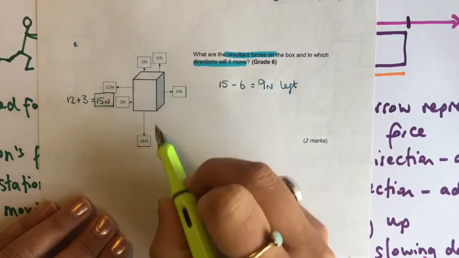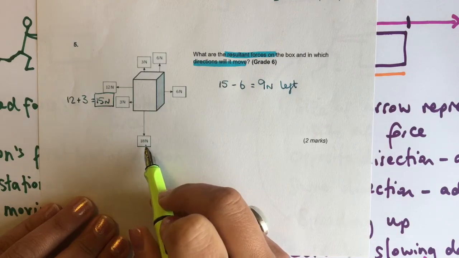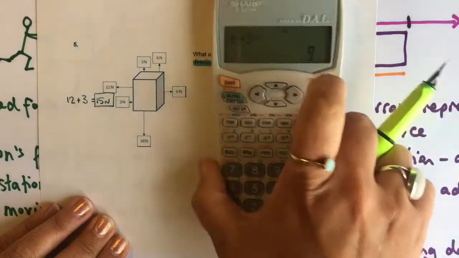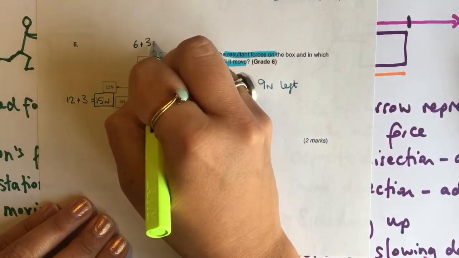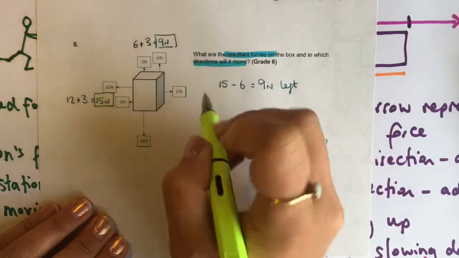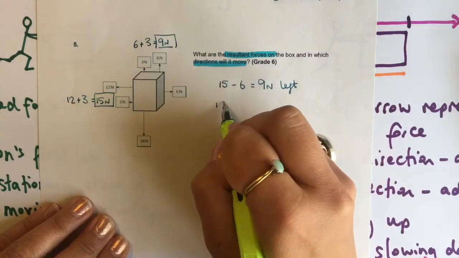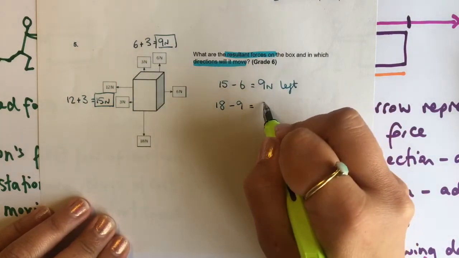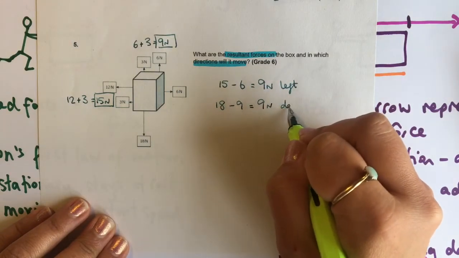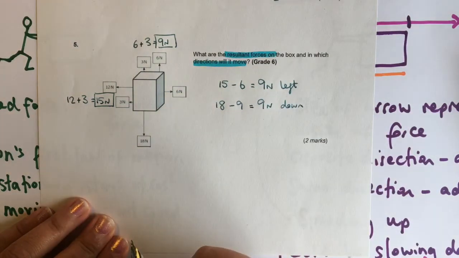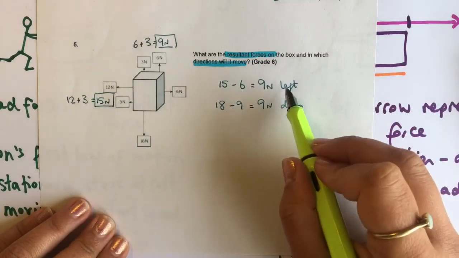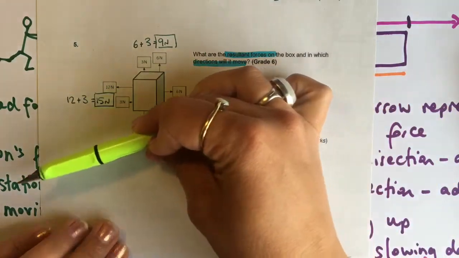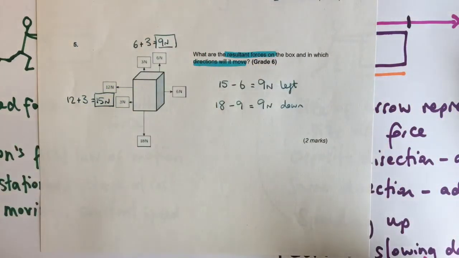And then we've got 18 newtons down, and then we've got 6 and 3. So 6 plus 3 is 9, which is up. So we're going to do 18 minus 9 because they're in opposite directions, so we're going to find the difference, which is also 9 newtons down because 18 newtons is bigger. So it's going to move left and down. So it's going to move diagonally like this because it will move a bit left and a bit down, which means it's going to move in a diagonal direction.